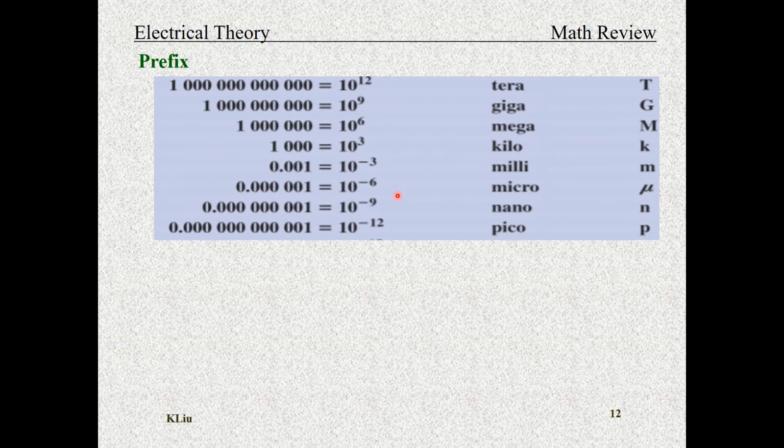Now smaller than 1, the negative exponents. 10 to the power of negative 3, milli, simple lowercase m. 10 to the power of negative 6, micro, simple Greek letter mu. 10 to the power of negative 9, nano, simple lowercase n. 10 to the power of negative 12, pico, simple lowercase p.